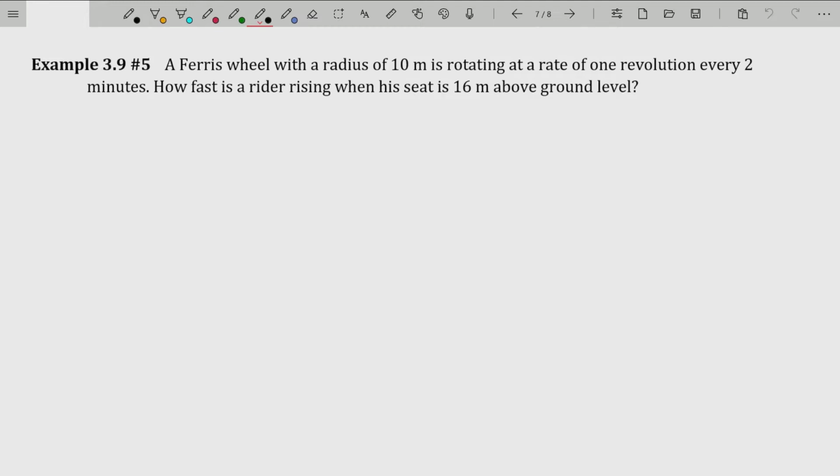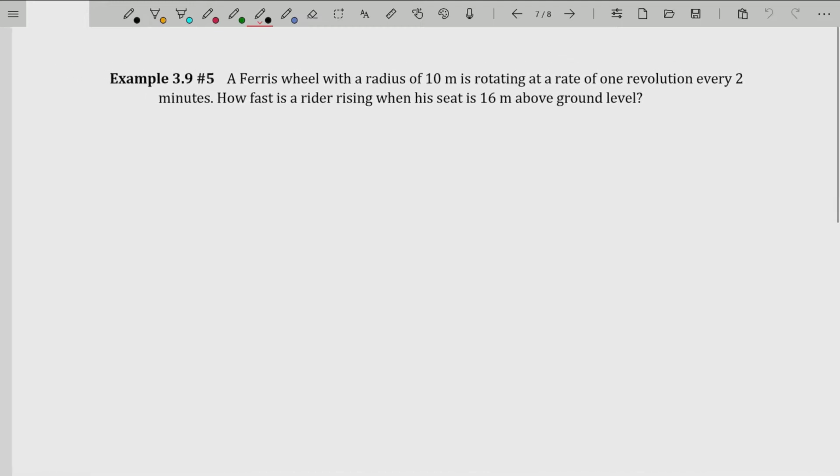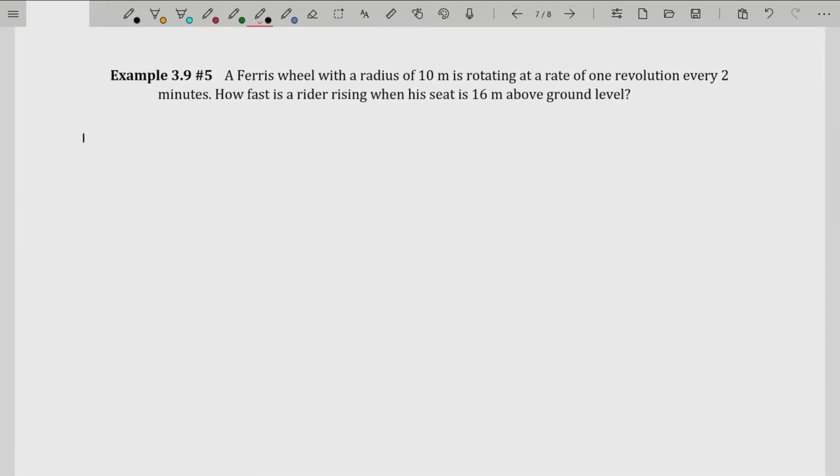So let's see. A Ferris wheel with a radius of 10 meters is rotating at a rate of 1 revolution every 2 minutes. How fast is a rider rising when his seat is 16 meters above ground level? Well, I've read the problem. I kind of understand what's going on. To understand this, I am definitely going to draw a picture.